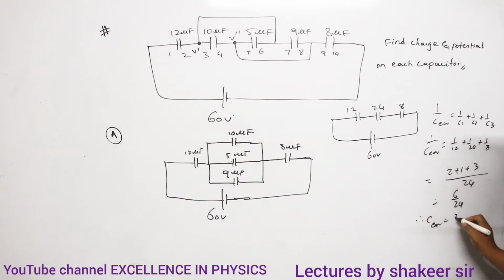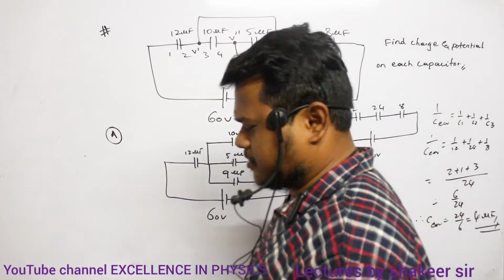C equivalent is equal to 24 divided by 6. So 6 fours are 24, so 4 microfarads is the total equivalent capacitance. Are you able to understand, ma? So 4 microfarads will become the total equivalent capacitance.